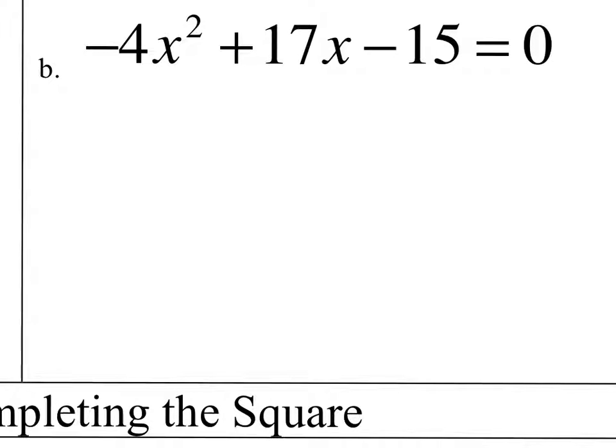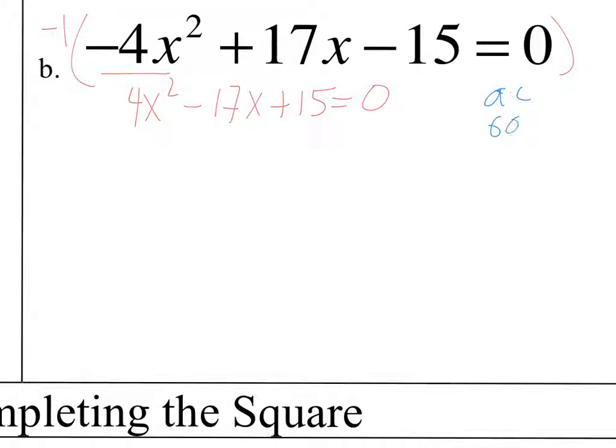Here we're doing some factoring to solve. I don't love having a negative a term, so what I'm going to start off by doing is multiplying my entire thing by negative 1 to make this 4x squared minus 17x plus 15 is equal to 0. Okay, same process. 4 times 15 is going to be 60x squared. My middle term is minus 17x.